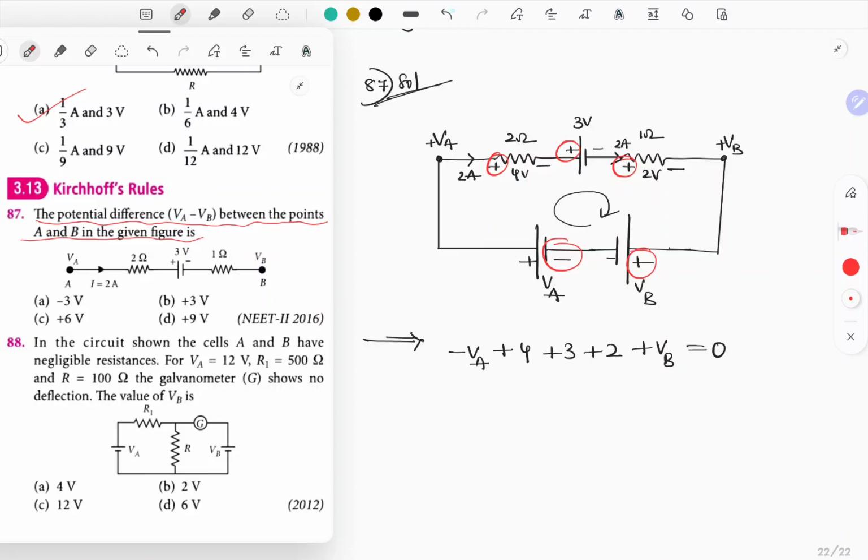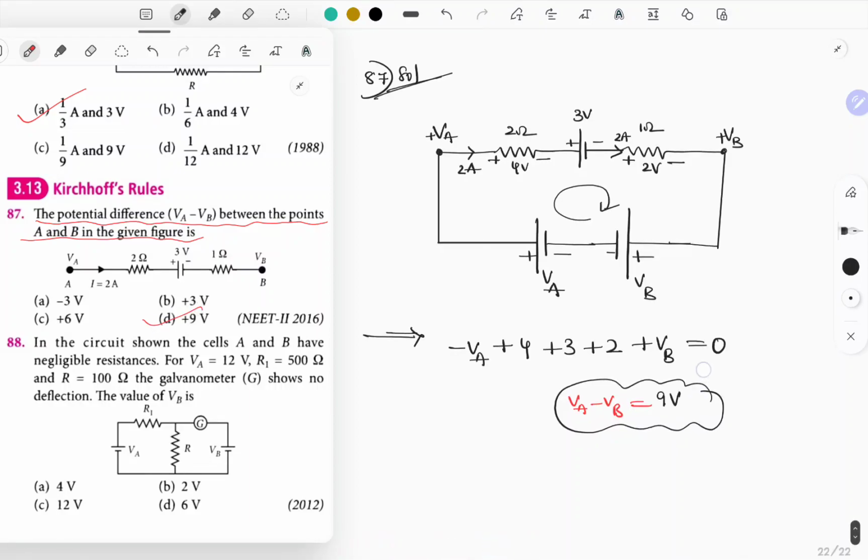You can choose the second element also, but one thing you have to follow. If I am choosing the first sign of any element, then you have to choose the first sign of all the elements. If I am selecting the second sign, you have to go ahead with the second sign of all the elements. That's the procedure you have to follow. Okay, now finally they're asking VA minus VB, right? So VA minus VB is equal to, send VA to the right side, VB also to the right side. It's going to be 9 volts, right? Which option? Plus 9 volts or minus 9 volts? Plus 9 volts. That's the answer.